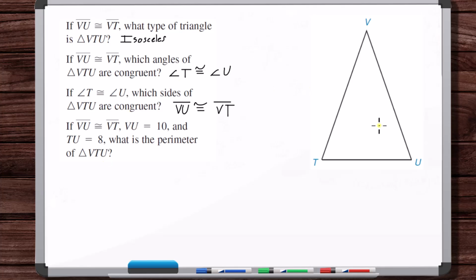So if VU is congruent to VT, and VU is equal to 10 and TU is equal to 8, then that's easy because VU and VT are both equal to 10, since VU is congruent to VT. So the perimeter P is 10 plus 10, and then they give us this side length TU, 8. So P is equal to 28.